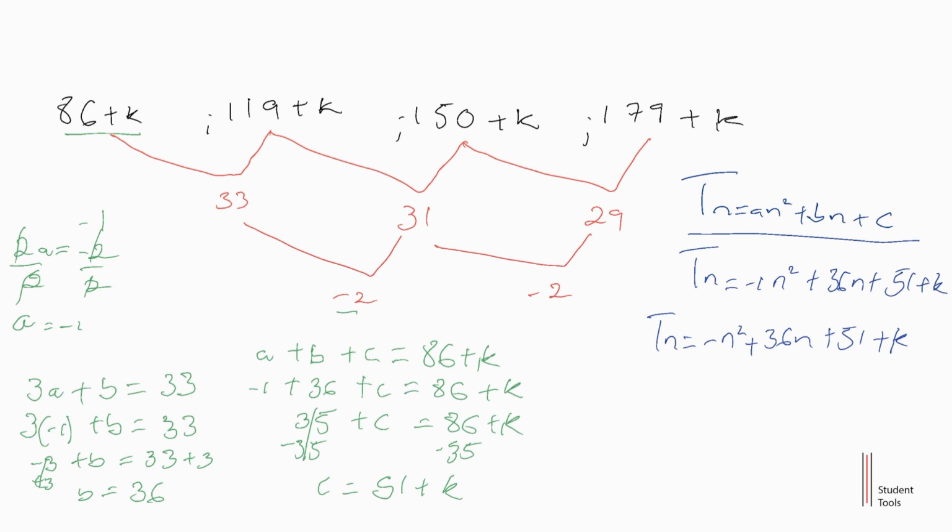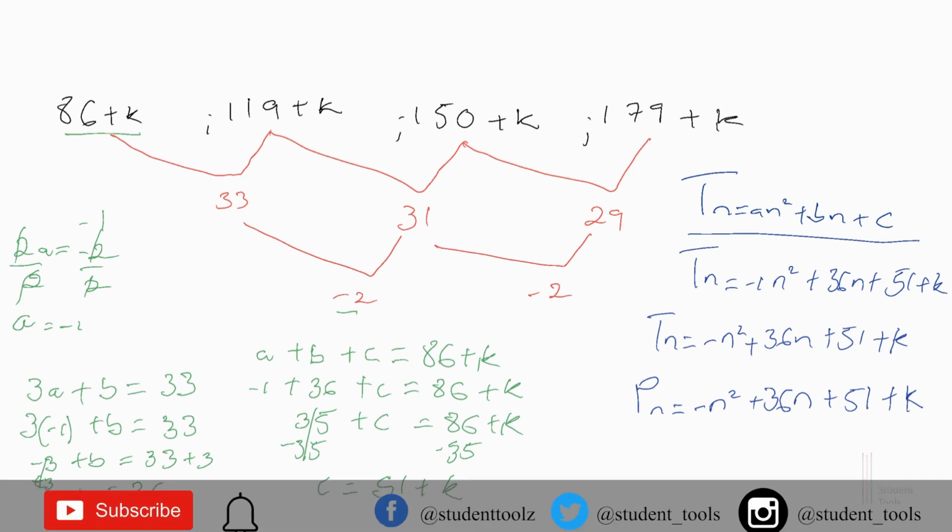But on the question, we were told that the new pattern is called P. So we can write it like this. P n is equal to negative n squared plus 36 n plus 51 plus k. And that is just how we do question 2.1.4.